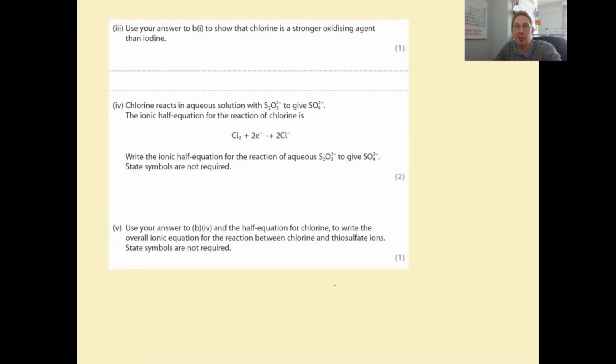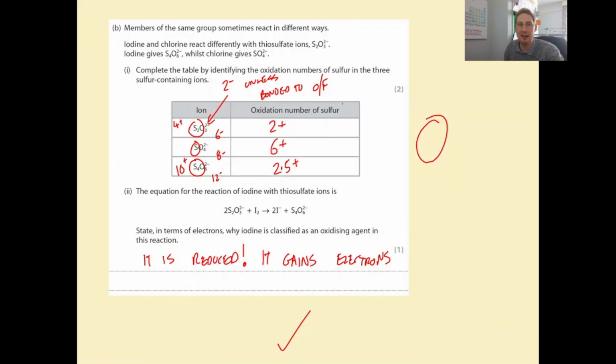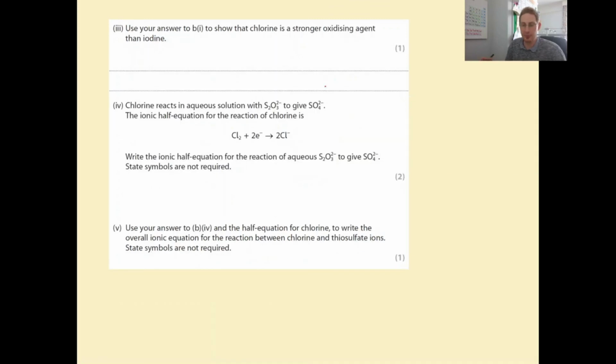Use your answer to B1 to show that chlorine is a stronger oxidizing agent than iodine. Well, if we go back here, we can see iodine gives S4O62 minus. Chlorine just gives SO4. So we're oxidizing up in both cases, we're oxidizing up the thiosulfate from 2 plus. So iodine is going from 2 to 2.5 plus, but chlorine is going from 2 all the way up to 6.